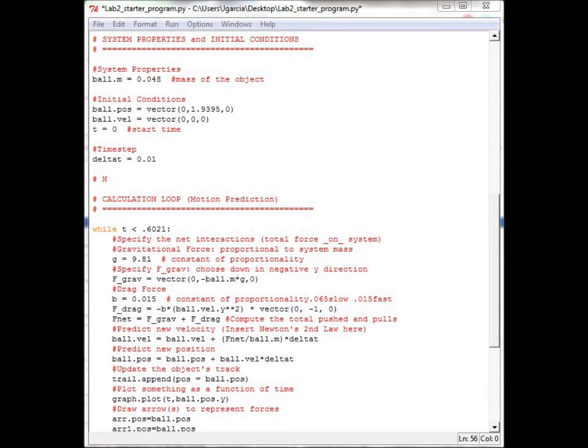I also modeled the experiment using VPython. As you can see, my initial conditions are still set, and the time I set was 0.6021 because it fell rather quickly. Also, I ran the experiment twice, once with the B, which is the drag force, and once without the drag force.